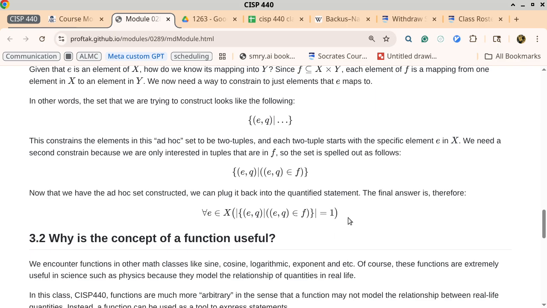So the next question is, this is a really awkward way of defining a function, so why do we need to do this? That's basically the second part.